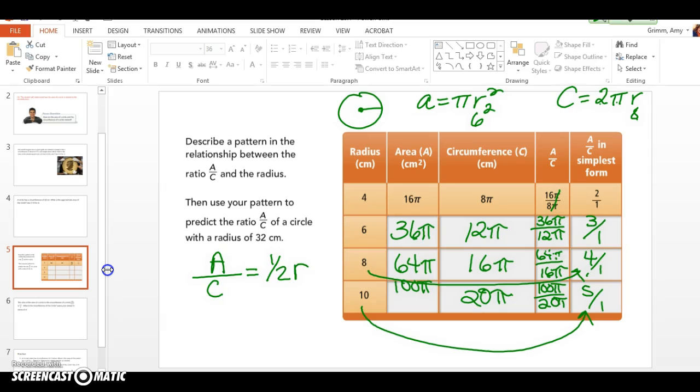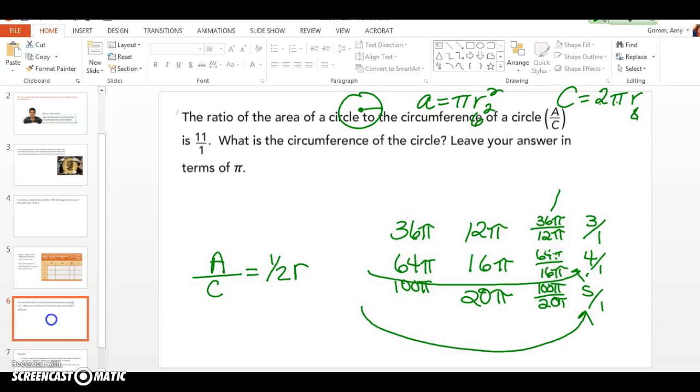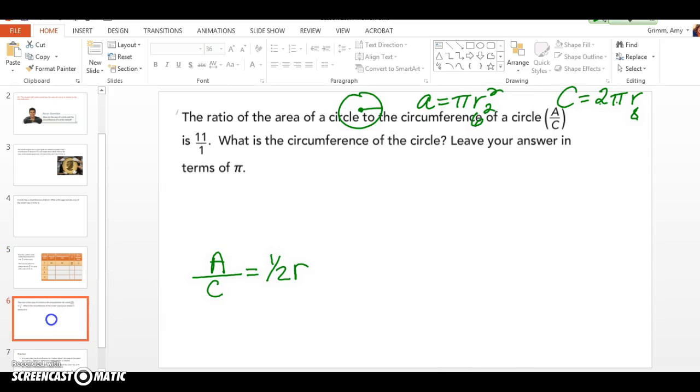Yep. All right, so let's look at this next one. All right, the ratio of area of a circle to the circumference of a circle, A over C, is 11 to 1. What is the circumference of your circle? Leave your answer in terms of pi. 22. 22? Yeah? Okay. 22.